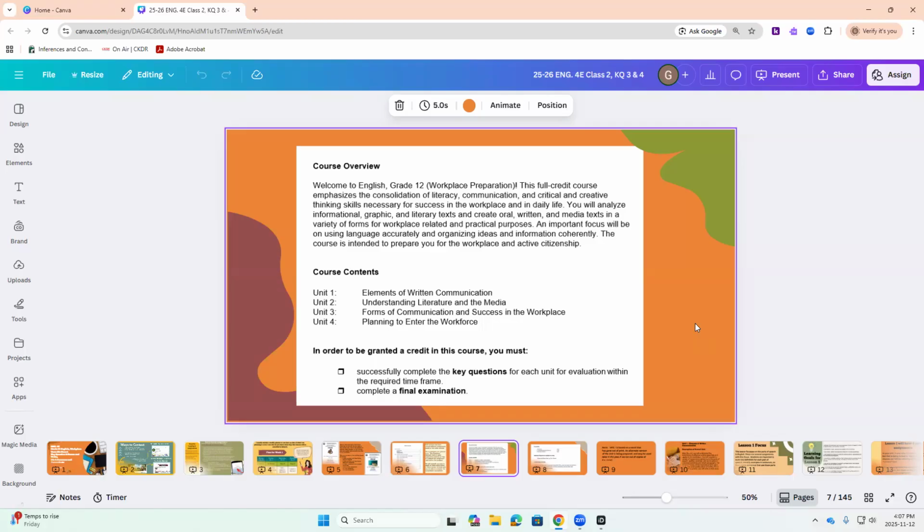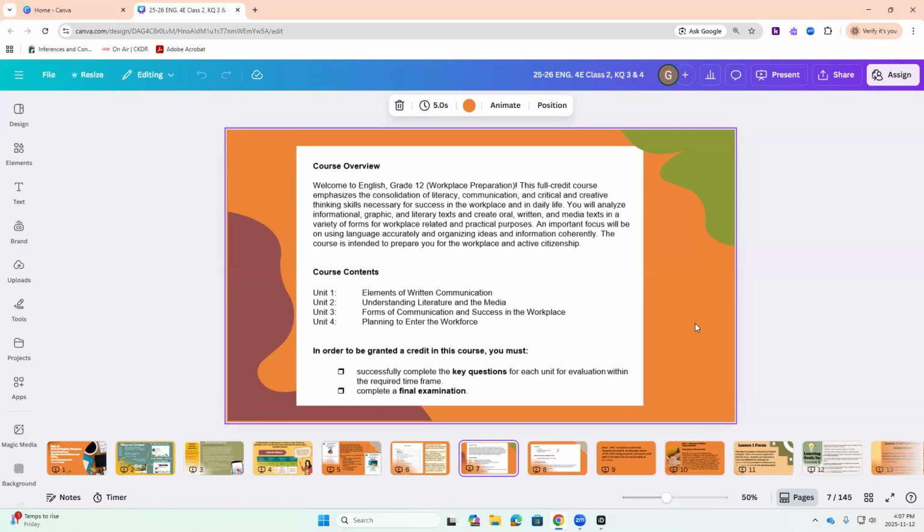All right, there are 4 units to this course. The first one is called Elements of Written Communication, and it really focuses on writing. Second one is Literature and Media. Third one is Forms of Communication and Success in the Workplace. And then Unit 4 is some more emphasis on workplace writing.